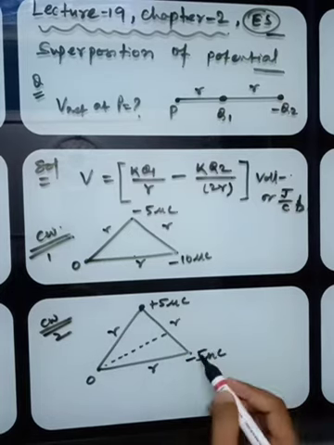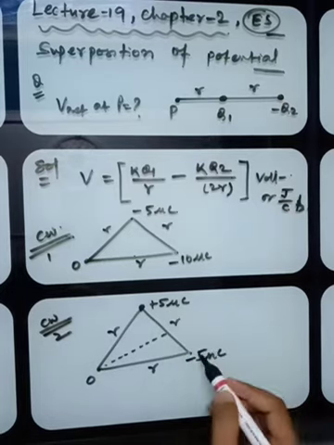This is the square. And the second one: an equilateral triangle, but you have to find the potential at the center. The charges are minus Q, plus Q and minus Q. You have to find the potential at O, which is the center, and this is also at the center.